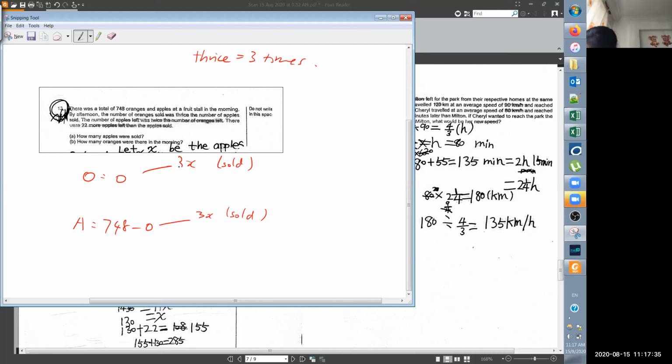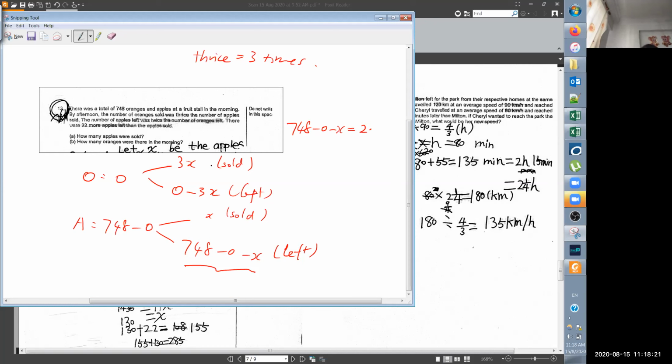对，不对。3X here, X there. Okay, if X apples sold, then 3X oranges sold. Now, the number of apples left was, so basically what I do is, I need to write down this: O minus 3X. Then this is 748 minus O minus X. This will give me what is left. Right. So it says the number of apples left is actually twice the number of oranges left. So that means this 748 minus O minus X is equal to 2 times this one. Right?